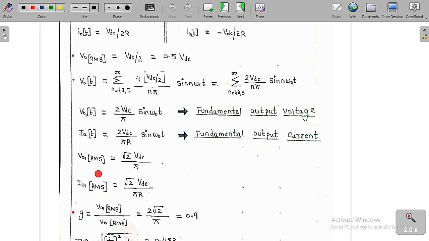Now the RMS value of the fundamental output voltage is the peak value by root 2. So 2 VDC by pi by root 2 gives root 2 VDC by pi. So the RMS value of the fundamental component of the output voltage is root 2 VDC by pi. Similarly, the RMS value of the fundamental component of the output current, which is peak value by root 2, is root 2 VDC by pi R.